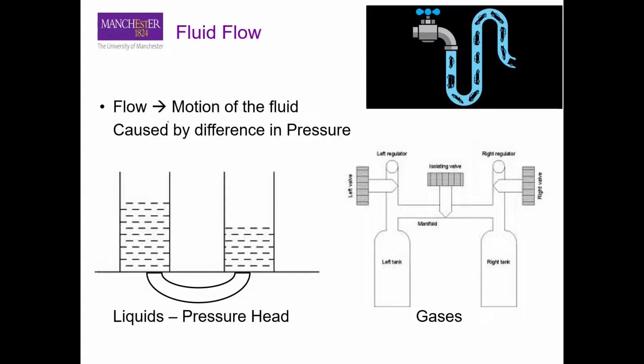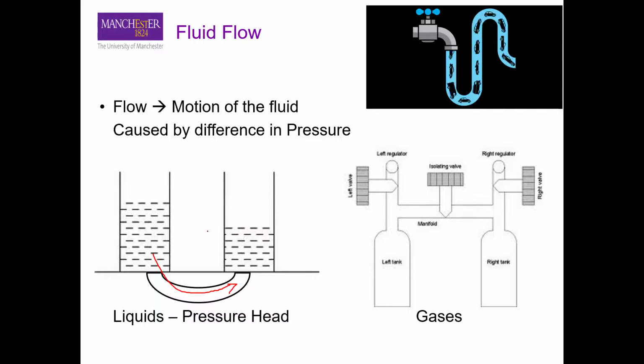So all flows are always associated with a pressure difference. It means that the fluid flows from a higher pressure to a low pressure. And here I have given you an example. Here you have two columns filled with water. One column is taller than the second column, and you can see that if I open the valve, the fluid will flow from the first column to the second column, because there is a high pressure here compared to here, and then you will have a flow.